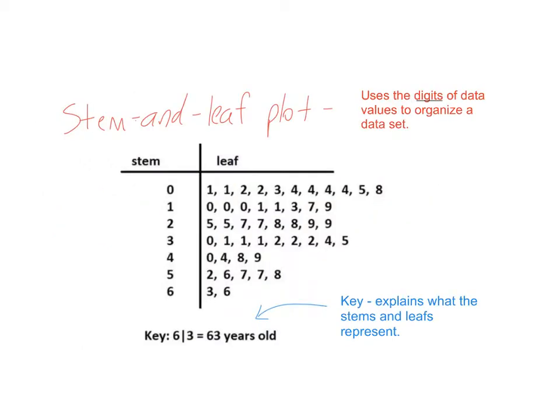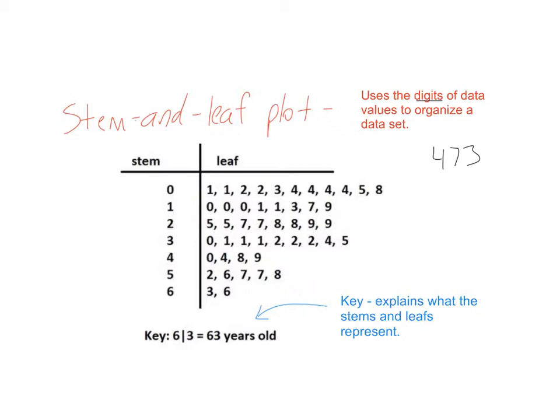Well, really simply, it just uses the digits of data. Digits, okay, so we've got to think about what digits are. In 473, there are 3 digits here: the ones, the tens, the hundreds. It uses the digits of the data to organize the data set. It takes all these values and uses their digits to organize it. And we break it up.